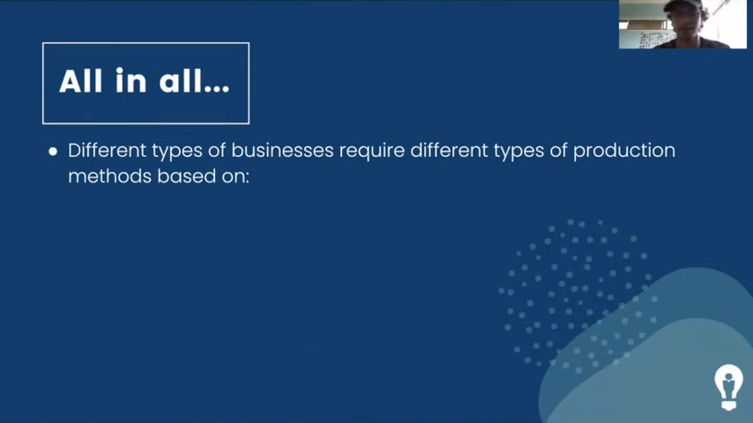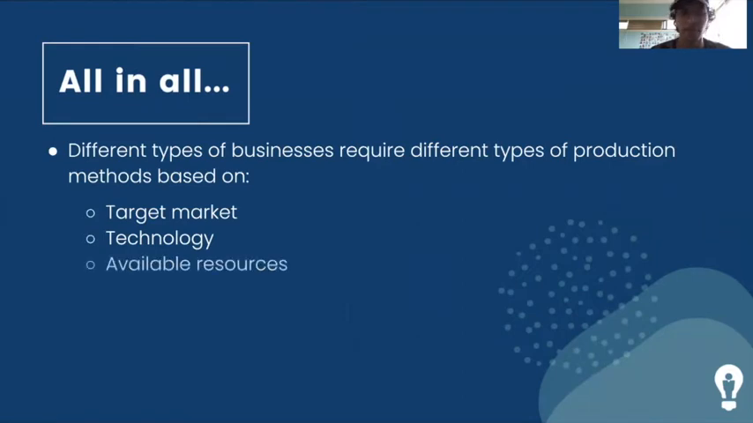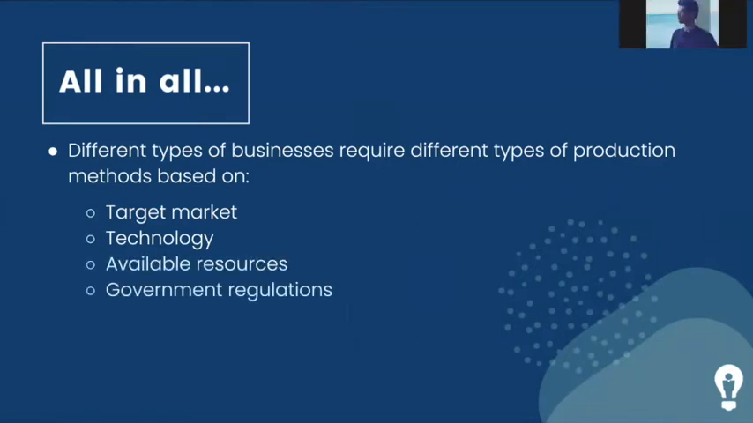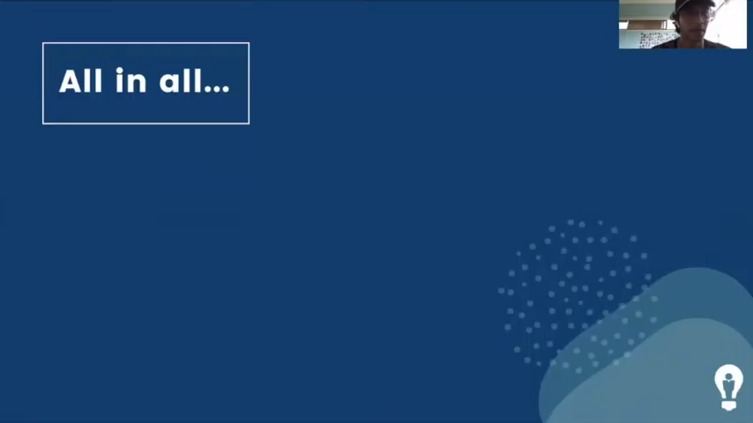Okay, so as you can see in the example before, plastic bottles are made in huge batches, which is why it's under mass production. Different types of businesses require different types of production methods, which are based on its target market, what the actual product is, the technology it has, the machinery, the available resources, and also the government regulations. So these are the few criteria which a business has to look at when they start producing something. And whatever production method they select, they need to look at these 4 criteria to make sure they have the best production method which works for them.